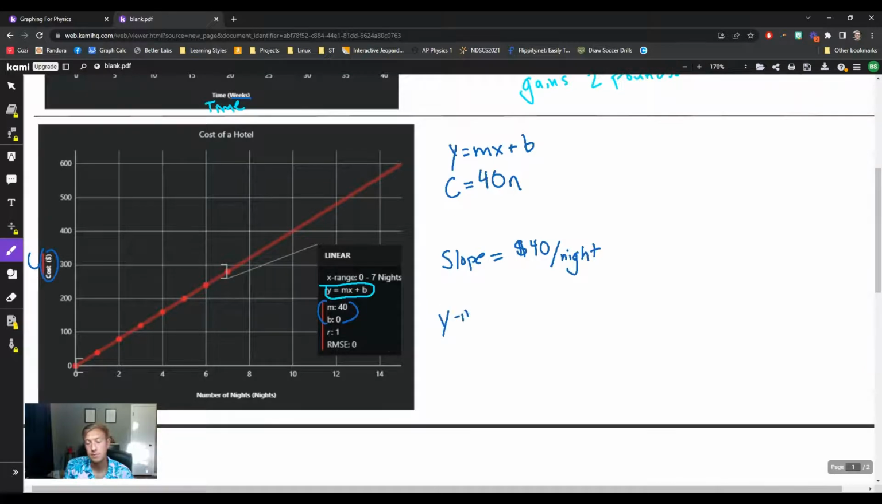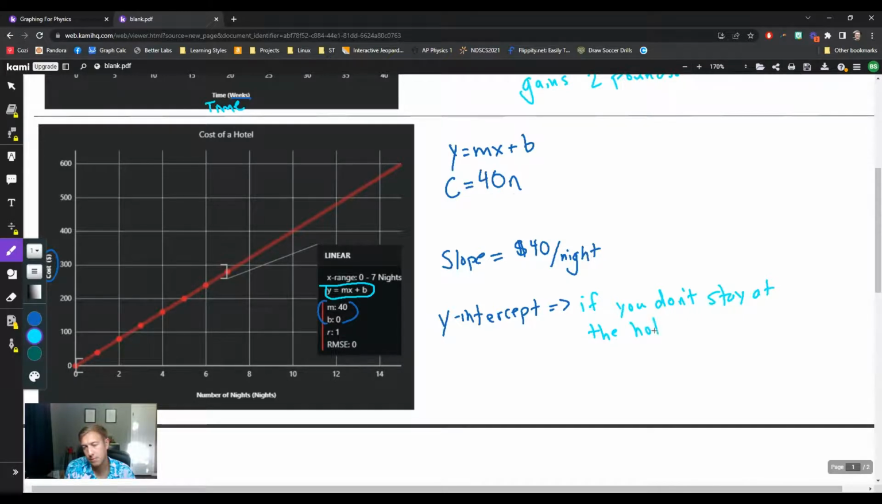The y-intercept tells us, well, in this case, it's simply that the y-intercept is 0. So if you don't stay at the hotel at all, you don't have to pay. That makes sense, right? If you're not staying at the hotel, why would you pay for the hotel? You don't stay any nights, then you don't have to pay for it. That kind of makes sense.